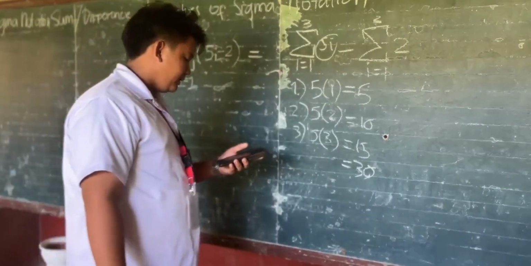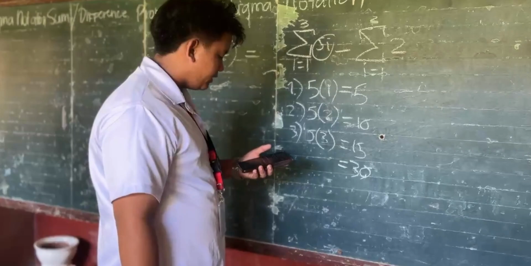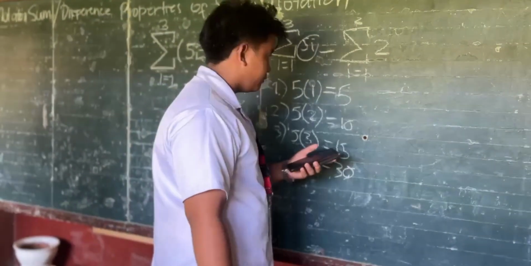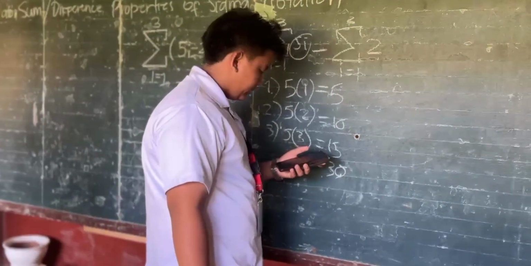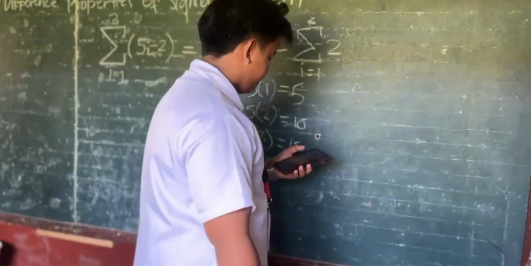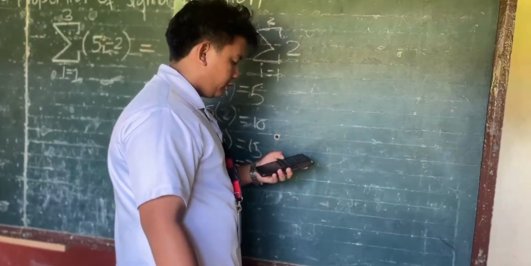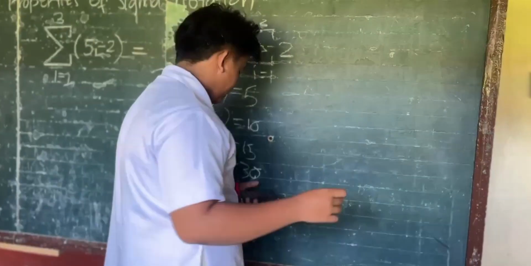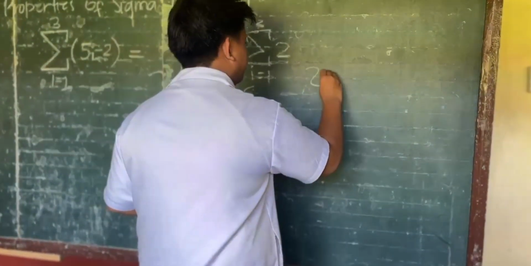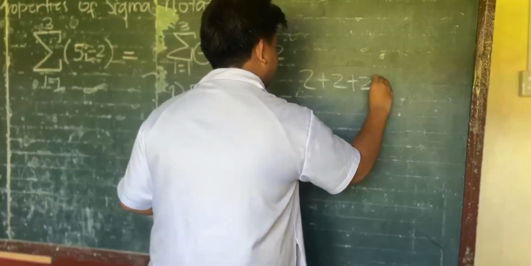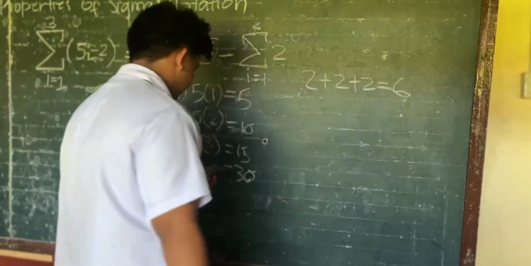And the third step we're going to do is to calculate the second sum. Since this is the sum of a constant 2, we're going to repeat 2 three times. So 2 plus 2 plus 2 equals 6.